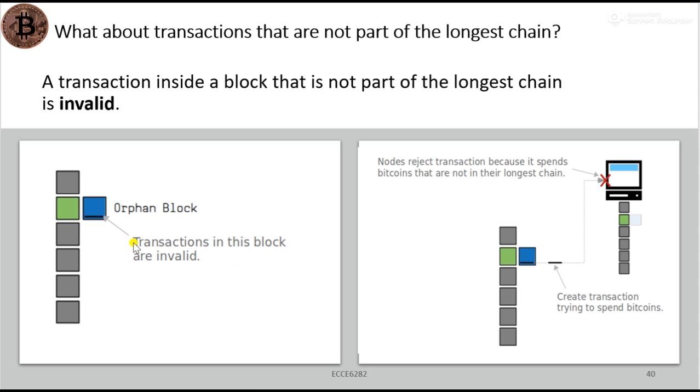So as we have seen in the previous example, this blue one, because of the longest chain rule, is not part of the network blockchain. Now it is an orphan block. So transactions inside this block are deactivated because of the chain reorganization, and because this orphan block is no more part of the transaction history of the blockchain. Any transactions that are part of an orphan block are not part of the longest chain and are considered invalid, and nodes will reject the transactions in the orphan block. Why do nodes reject the transactions in the orphan block? Because it spends Bitcoin that is not in their longest chain.